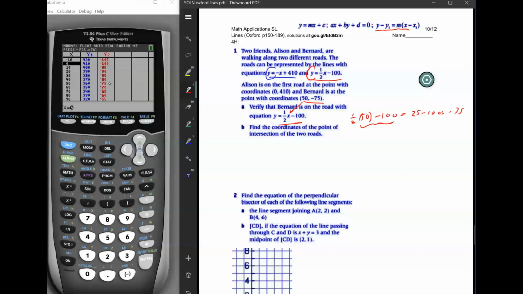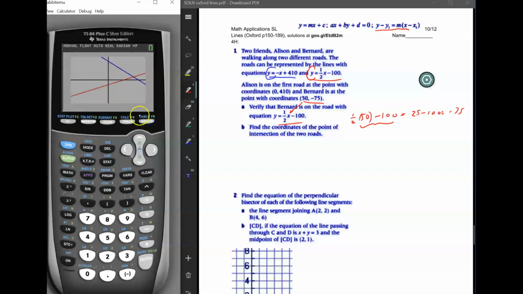Find the coordinates of the point of intersection of the two roads. Okay, so this is something that we've done in previous pages. Same thing. The only difficult thing about this one is you had to adjust the window in order to see the intersection. And you can't find the intersection on the calculator unless the intersection is actually on the screen. So the first step is to adjust the window size. So we're going to go second, calc, intersect, which is option 5 there. And then we're just going to hit enter 3 times because we have two functions entered into y equals.